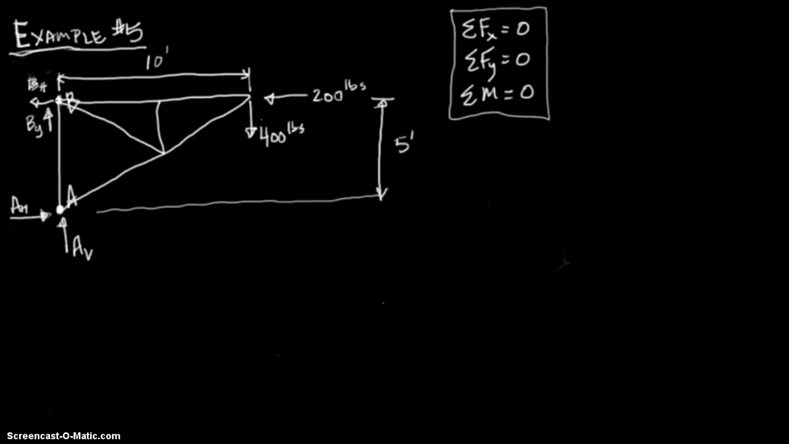So first thing we're going to do, you can either sum the moments about A or B, because that will isolate either BH or AH. Because if you sum the moments about A, AV times, well, what's the perpendicular distance? It's 0. So AV times 0 is 0. AH times 0 is 0. And BY also is 0. And then BH, the perpendicular distance is 5 foot. So you're going to say BH times 5 foot, and that should be a negative BH, I'll show you that in a second. And then you also take 200 times 10 and 400 times 10.